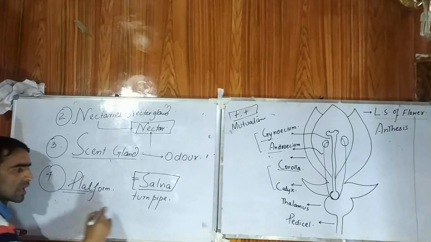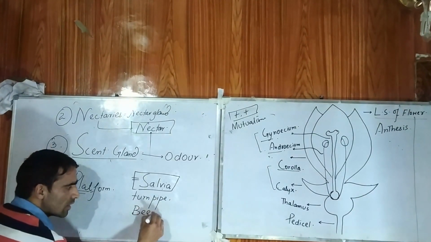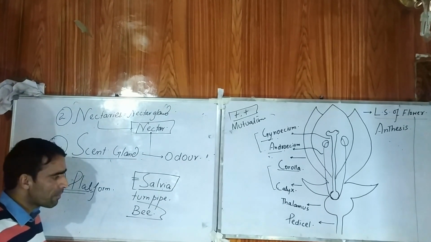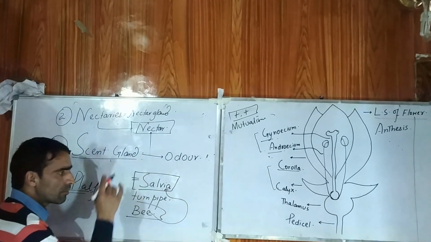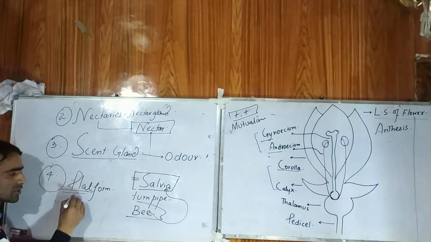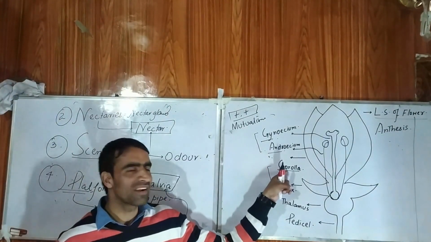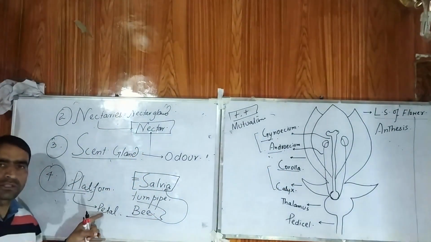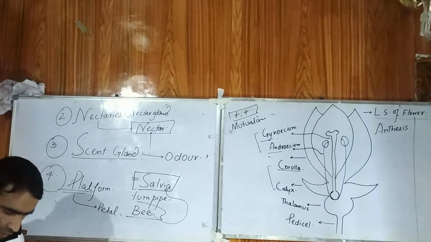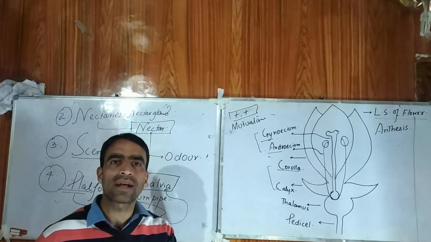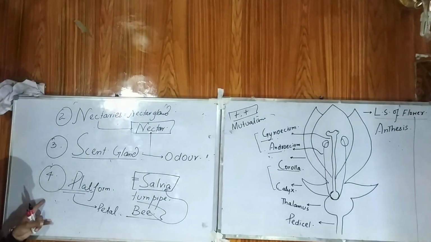One of the best example that is the pollination done by bees, pollination done by the insects is efficient mode of pollination. And remember, whenever these bees come, they sit on this platform. This platform is set by one of the special whorl, that is the second whorl called as corolla. Its one unit is called as petals. So, 4 roles, 4 functions: color, odor, nectar, and 4th role, that is platform.